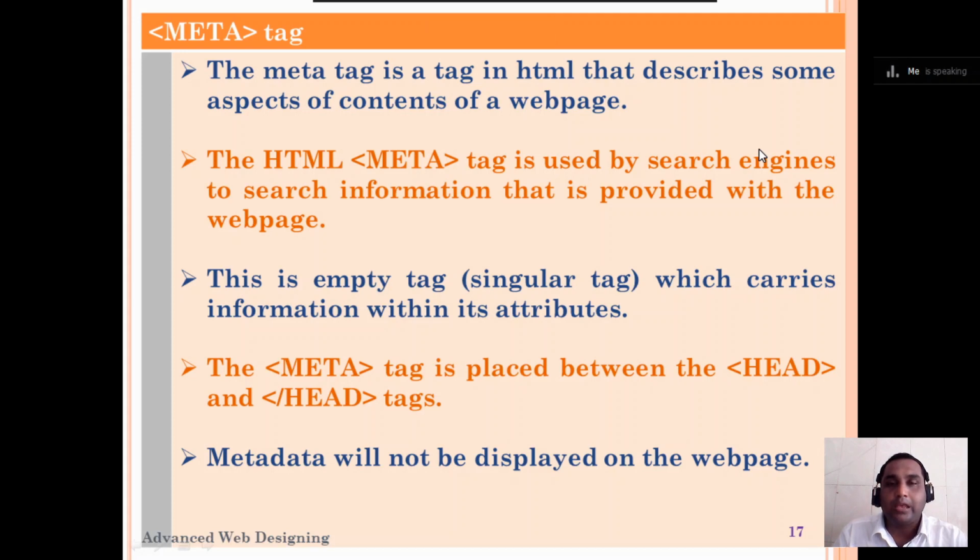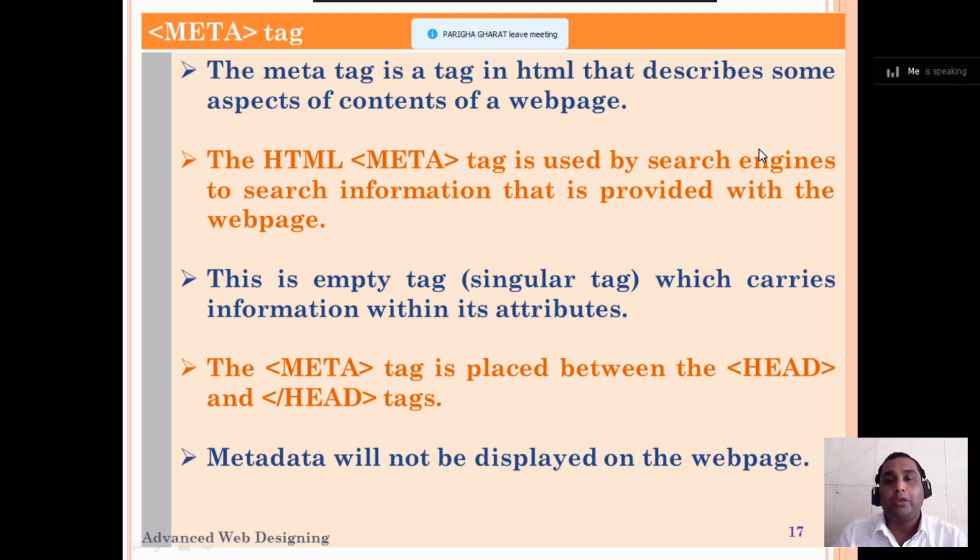Okay, that is why we use meta tag. Meta tag is used by search engines to search information that is provided with the web page. Now, where is the information provided? Information is provided with the help of meta tag.